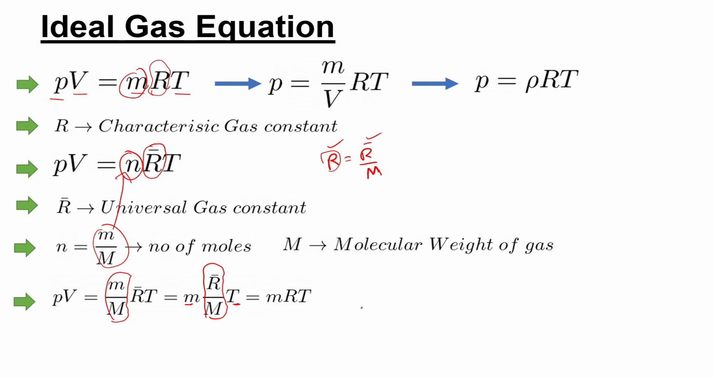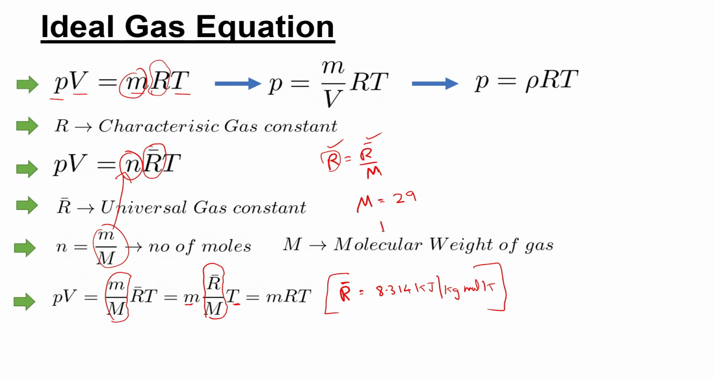For example, the universal gas constant is equal to 8.314 kilojoule per kilogram mole Kelvin. This is the unit of R bar. We should know this value to solve almost all problems. For air, the molecular weight is approximately 29, because the main component is nitrogen, about 79%. Nitrogen's molecular weight is 28, and then you have oxygen, so altogether it comes to around 29.